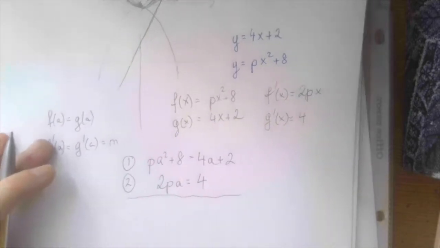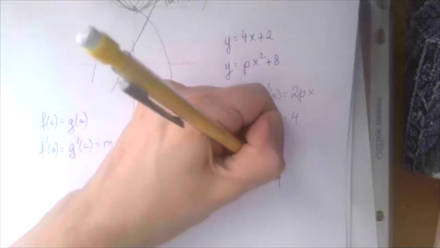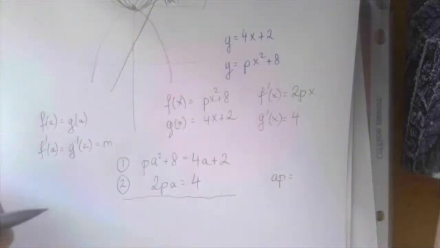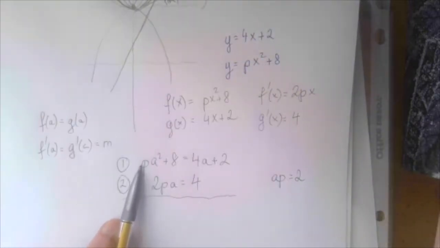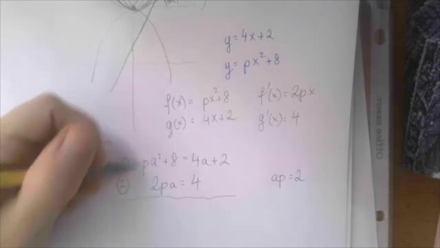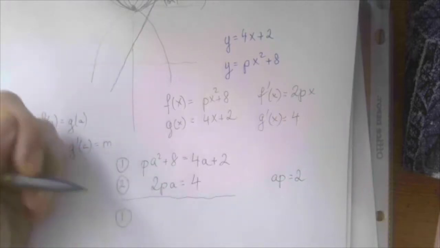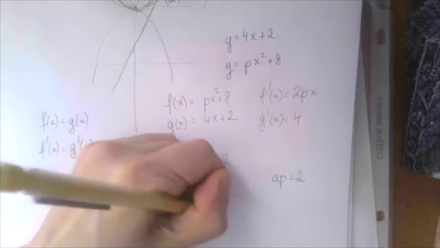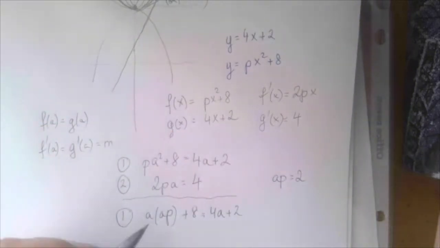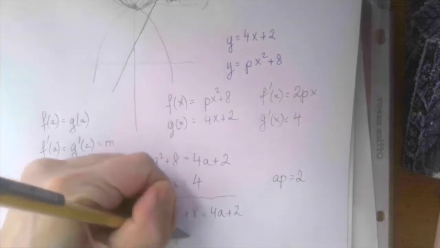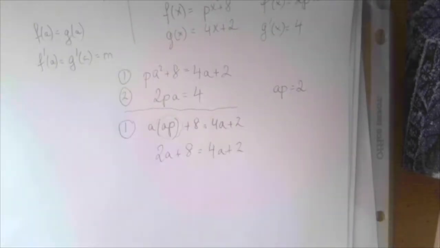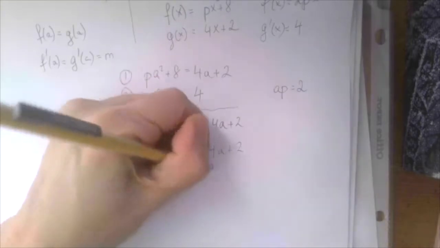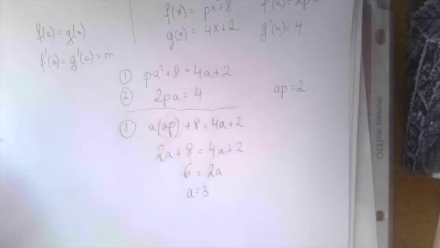If we simplify the second equation by dividing by 2, we get that the product ap should be 2. And pa squared is ap times a, right? So the first equation will look like this: pa squared is going to be a times ap, plus 8 equals 4a plus 2. Now we're going to substitute 2 for ap. So then 2a plus 8 equals 4a plus 2. That's a really nice linear equation now, right? So 2a is 6, and therefore a is 3.